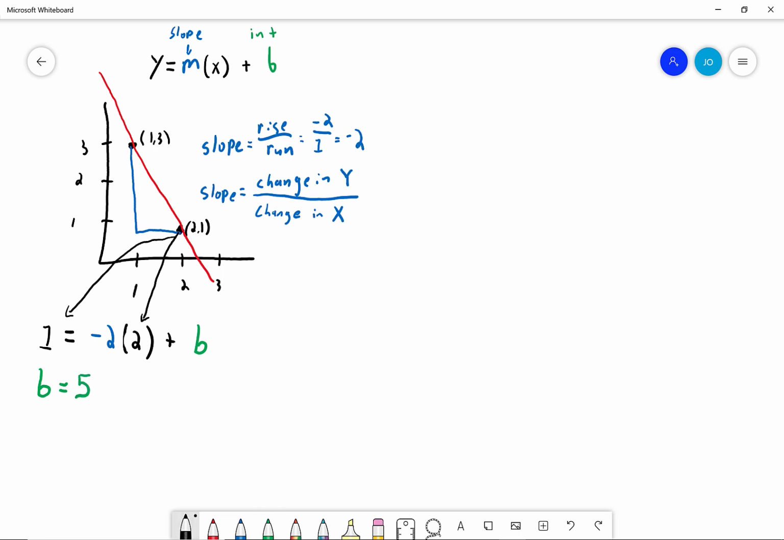Therefore, our overall line would be y equals -2x plus our intercept of 5. And this would be our line. We found the slope doing change in y over change in x, and we found the intercept by plugging in a point on our line.